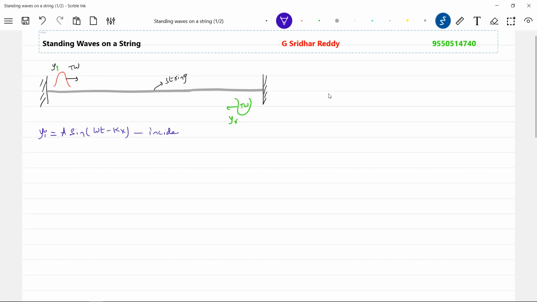There's an incident wave. What is yr? yr is equal to minus a sin. I think all of you are okay, I'm able to write this. This is the incident traveling wave, and this is the reflected traveling wave. This plus sign means it is moving towards the left, the reflected wave, and the negative sign is because it got inverted. Here, minus k of minus x will come, plus pi, the negative sign.